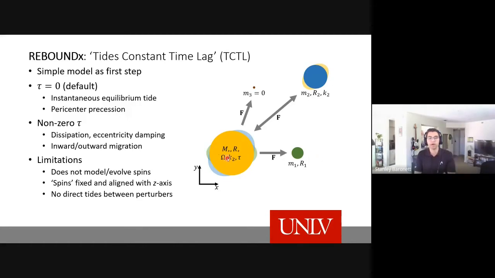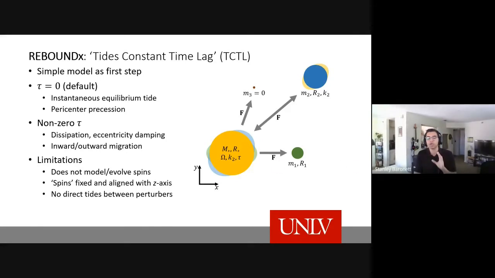So now, because of this very simple first step model that we did, there are some limitations, of course. One is that the effect does not evolve the spins. So in other words, it's only applicable to cases where the orbital angular momentum change due to the tides has a negligible effect on the spins, or in cases where the orbital angular velocity of a nearby body is much, much smaller than the spin angular velocity of the central body.